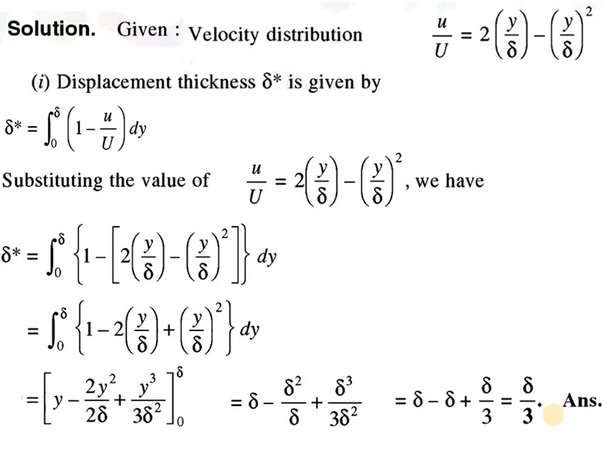Now we will proceed with the second answer. Second answer is momentum thickness theta. We know the formula is similar to the formula of displacement thickness, only with the addition, or rather we should say multiplication of the term small u upon capital U. So this one is the displacement thickness term, 1 minus small u upon capital U into dy, multiplied by again one more velocity distribution small u upon capital U, and integration of this entire term within the limit 0 to delta.